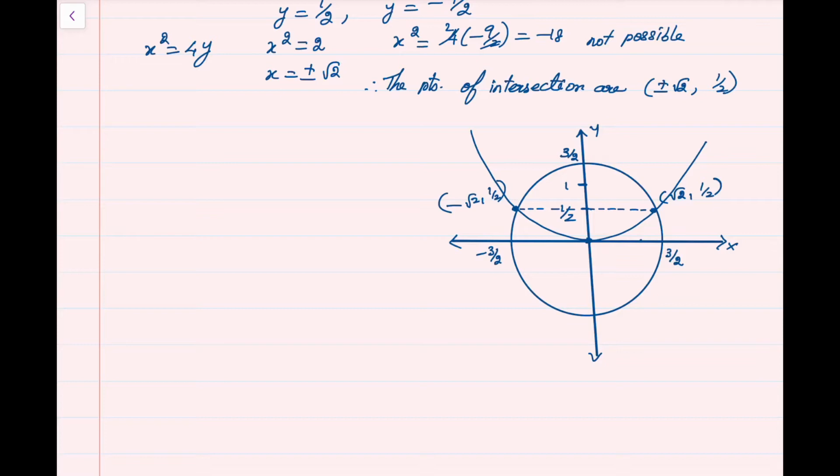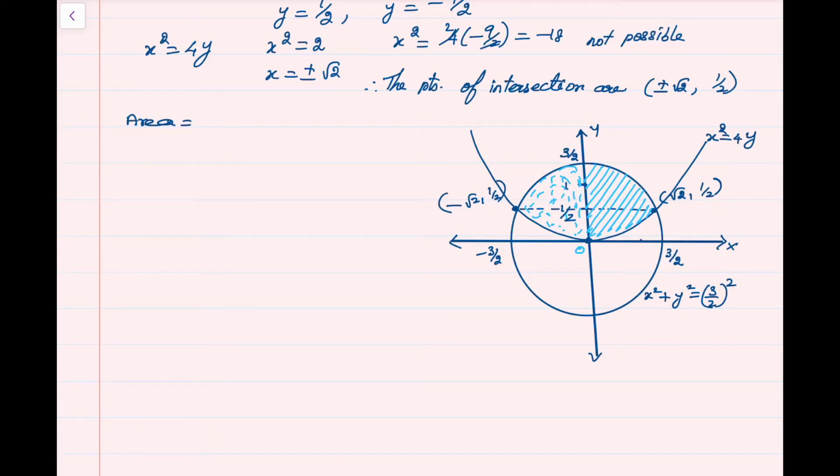Let us write the equations of these two curves. Parabola equation is x square is equal to 4y and the circle equation is x square plus y square is equal to 3 by 2 the whole square. And we have to shade the region. Both parabola and circle are symmetric about y axis. So we will calculate one area and multiply it by 2. The shaded region is between two curves. So we will do upper curve minus lower curve with respect to x, or we may do with respect to y also. Let us find the area with respect to y.